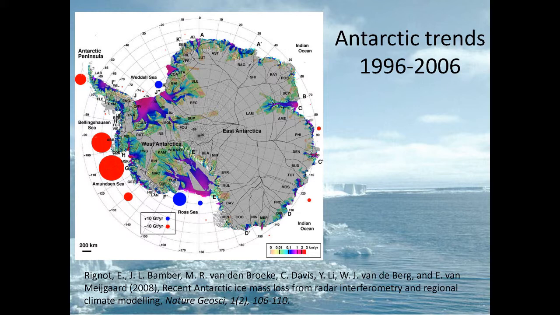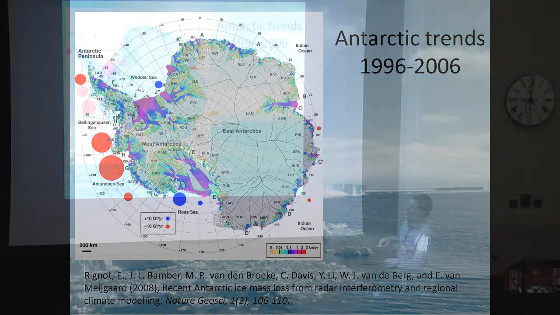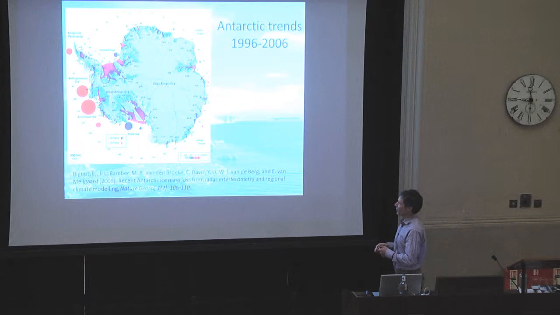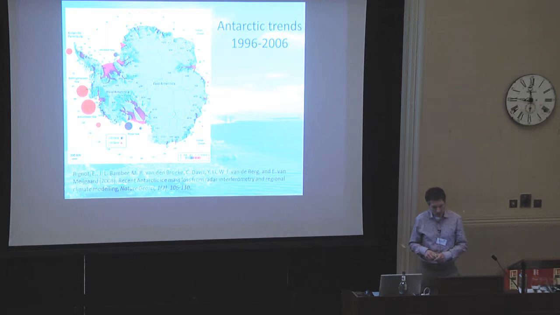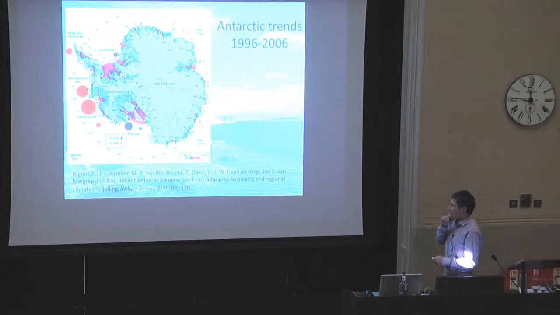Blue is mass gain, so there are a few areas where the ice sheet is gaining mass, and red is loss. And I think this is a very familiar result now. It was first shown in radar altimetry, but this quantifies the numbers rather well. The biggest losses are taking place in the Amundsen Sea sector of West Antarctica, with the second largest in the Antarctic Peninsula. So it's West Antarctica that we currently believe is producing the biggest contribution to sea level from Antarctica.